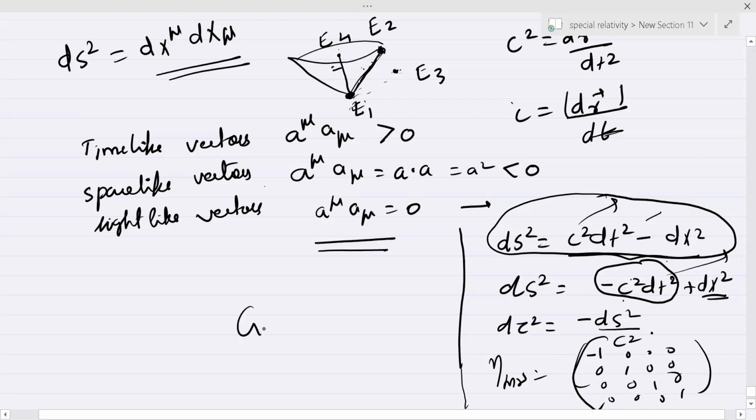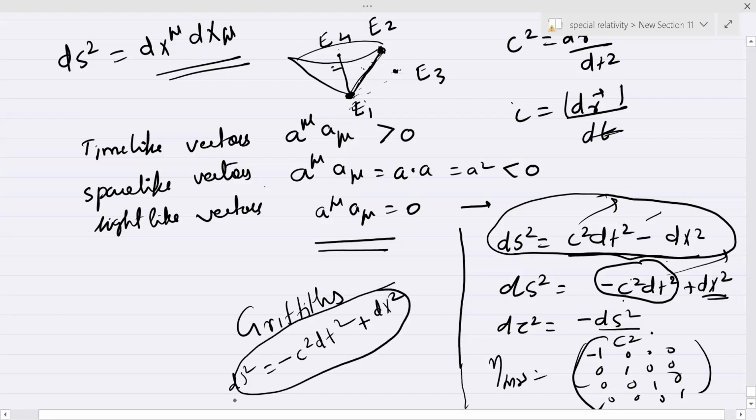If you take electrodynamics by Griffiths, for example, there was a nice chapter on relativity and electrodynamics. In that he uses the opposite convention: he takes ds² as −c²dt² + dx². If you take this as the convention, this as the metric, then if it is less than 0, it is time-like. If it is greater than 0, it's space-like. So this you have to keep in mind.